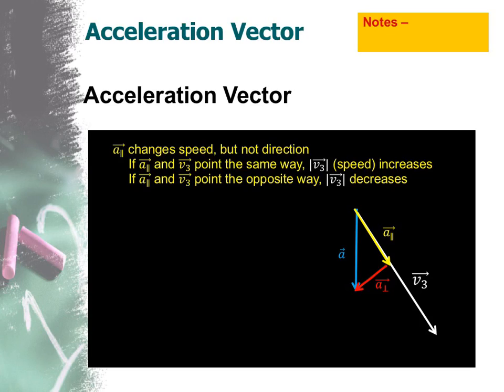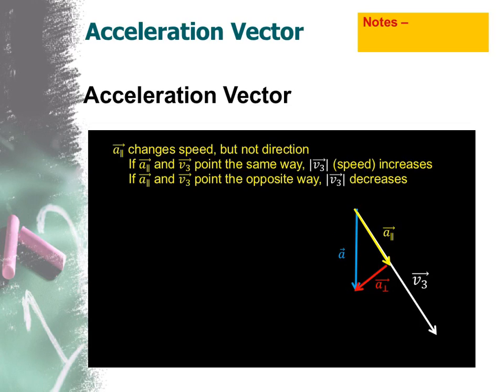Okay, well that's nice, but so what? Well, it turns out that this parallel component is what changes the magnitude of this velocity vector, but it doesn't change its direction. All that this parallel component can do is make the object speed up or slow down. It can't change its direction.